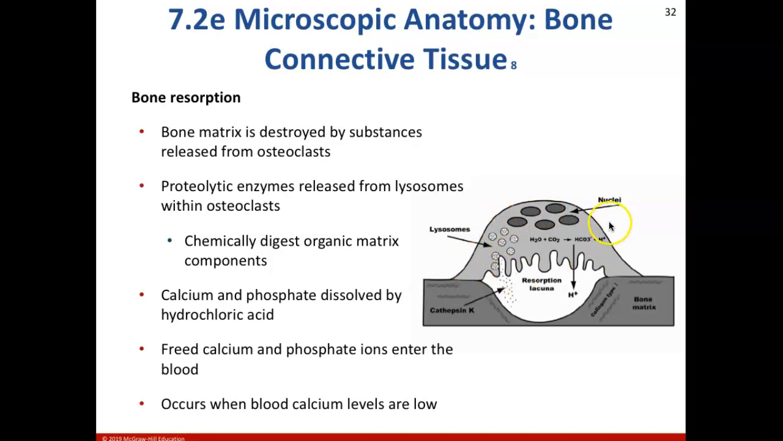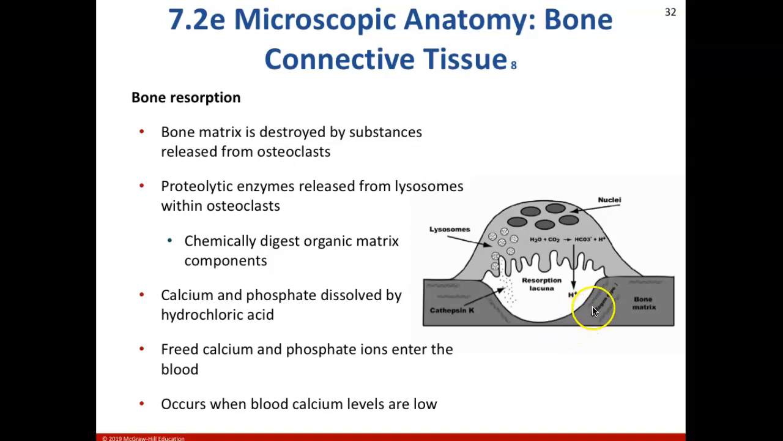Now for bone resorption, our bone matrix is going to be destroyed by the substances released from our large cells, the osteoclasts. We've got some proteolytic enzymes that are released from lysosomes within our osteoclasts, and they secrete that in order to chemically digest the organic matrix components. Our calcium phosphate will then be dissolved by hydrochloric acid that the osteoclast also releases.